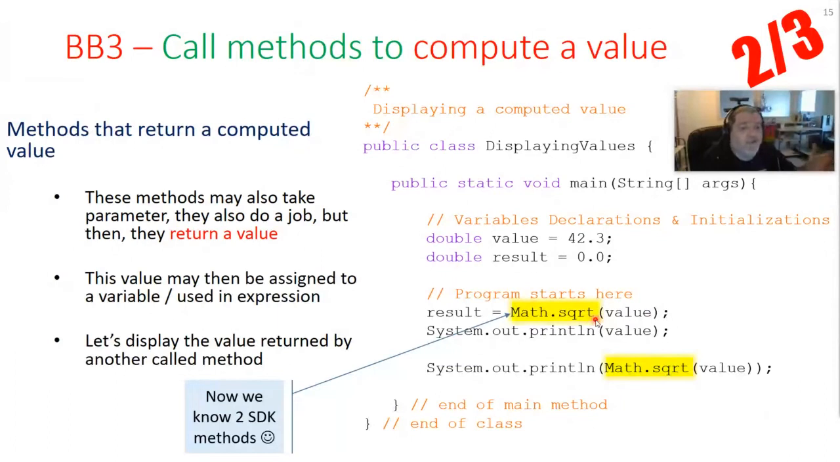So instead of Math.sqrt, which by the way stands for square root, instead of Math.sqrt parentheses value parentheses, once that method is done doing its job, I'm going to get the actual value, the square root of 42.3, which I have no clue what it could be. So that value is then going to be assigned to the variable result. Okay, I saw that on chat, but I wanted to finish my explanation before I go there.